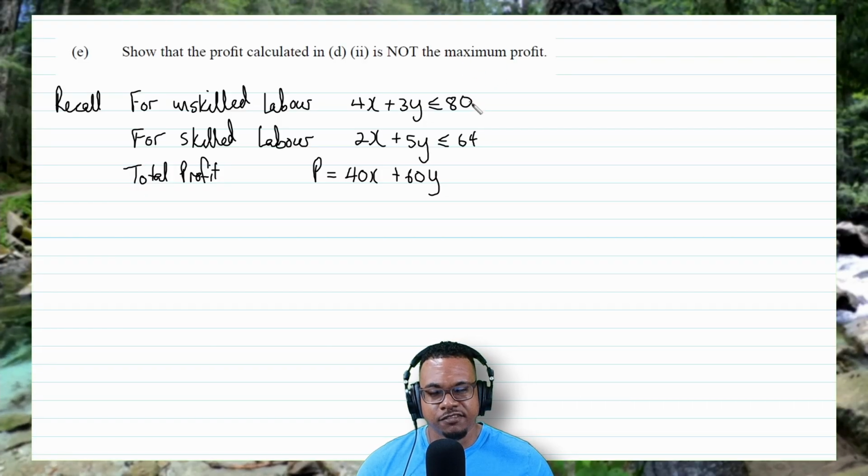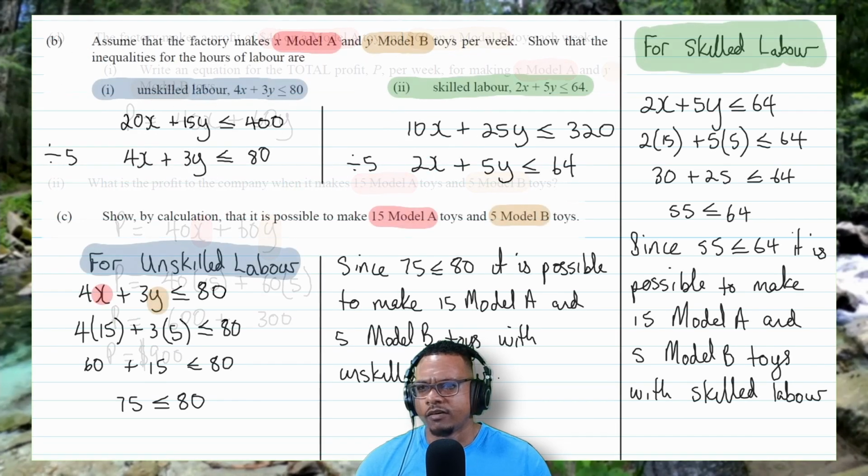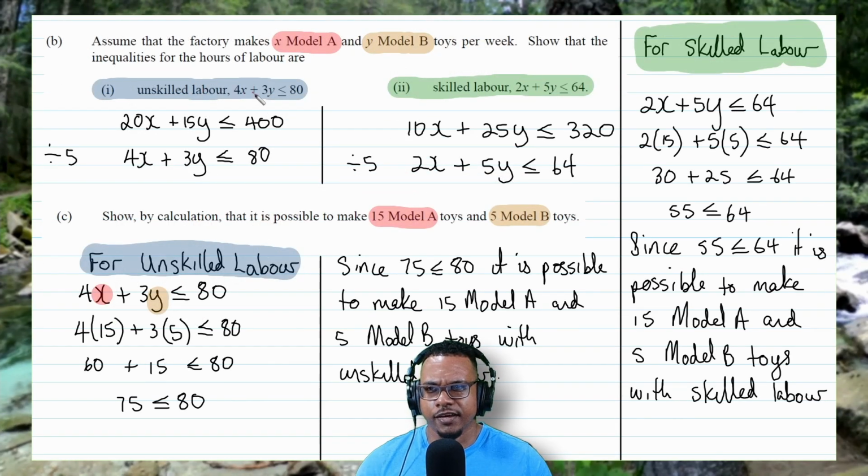So I want to recall that for the hours for unskilled labor, we had this inequality, 4x plus 3y is less than or equal to 80, and that's dealing with the hours for the unskilled labor. And for the skilled labor, we had 2x plus 5y is less than or equal to 64, and that was dealing with the total number of hours for the skilled labor. So the total amount of hours for the unskilled labor must satisfy this inequality, and the total amount of hours for the skilled labor must satisfy this inequality.